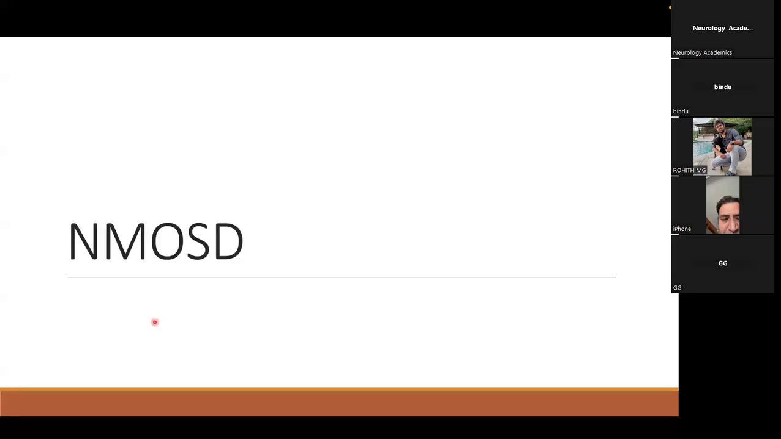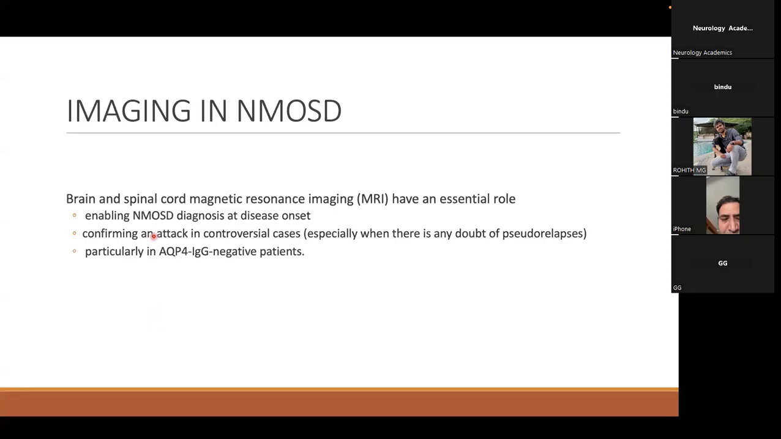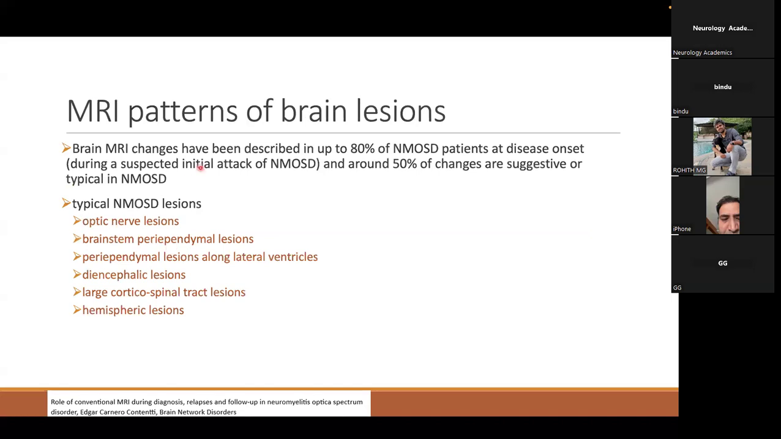So coming to the next primary demyelinating disorder, that is NMOSD. So MRI has an essential role in enabling the NMOSD diagnosis at disease onset and to confirm whether it is an attack or a pseudo attack. And particularly to diagnose in aquaporin-4 IgG negative patients, MRI is very important. So we'll see the MRI patterns. So at the disease onset, 80% of the NMOSD patients will have brain MRI changes, out of which 50% will have typical lesions suggestive of NMOSD.